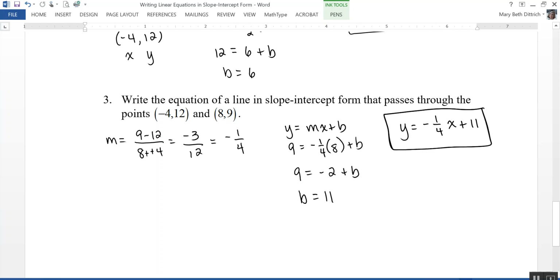In this video, we took a look at how to write a linear equation in slope-intercept form and saw how to do that if you were given the slope and the y-intercept, the slope and a point on the line, or if you weren't given the slope, how to find the slope if you were given 2 points.